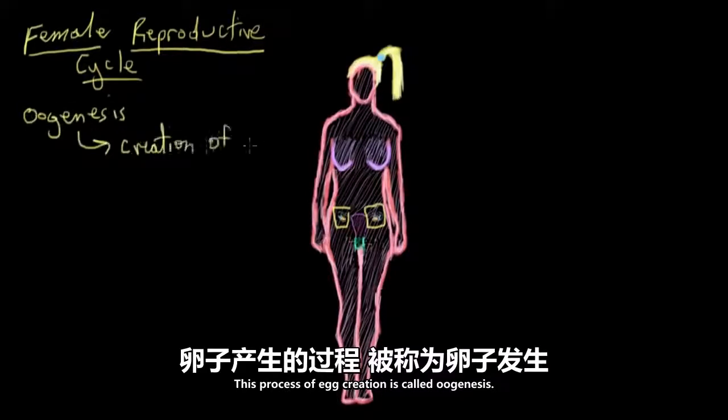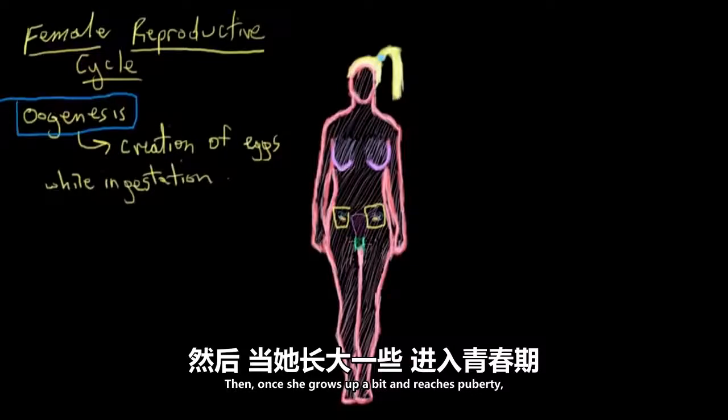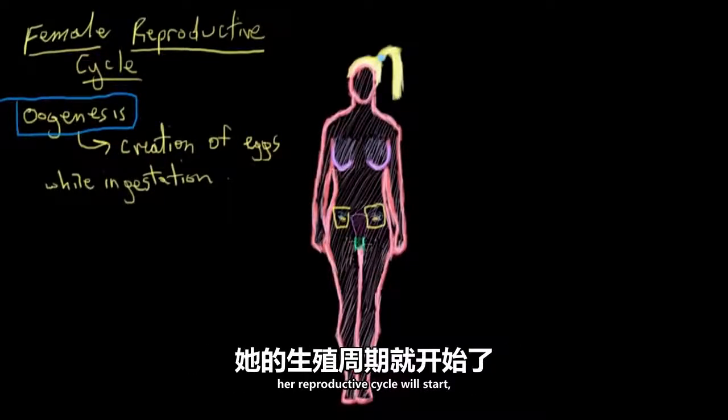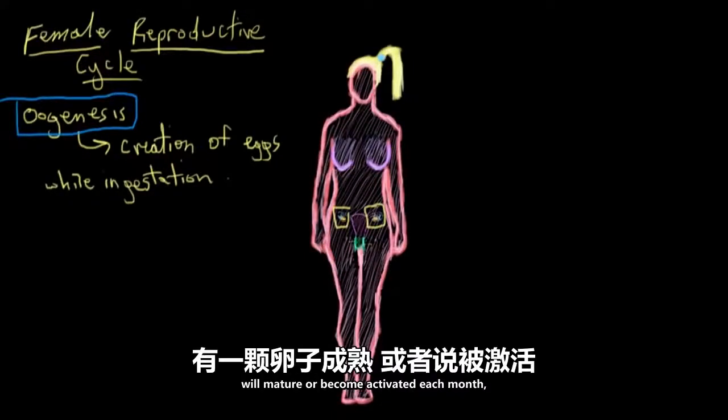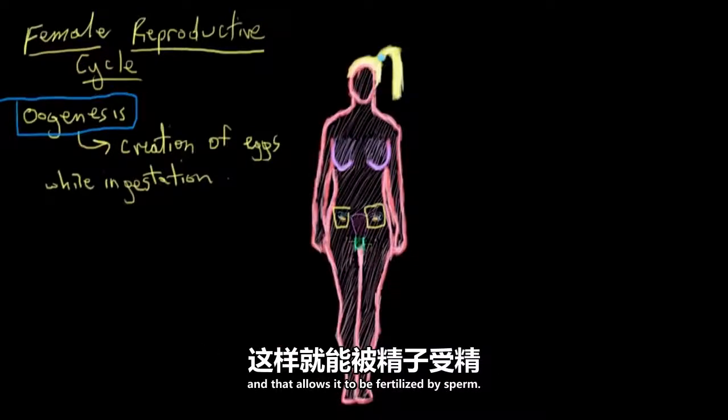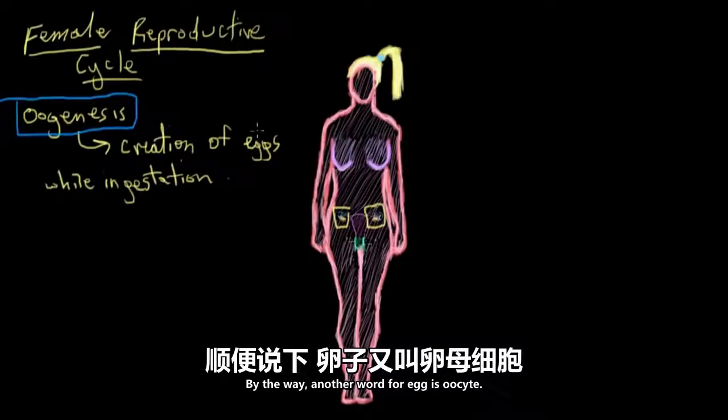This process of egg creation is called oogenesis. Then, once she grows up a bit and reaches puberty, her reproductive cycle will start, and one egg in that egg supply in her ovaries will mature or become activated each month, and that allows it to be fertilized by sperm. By the way, another word for egg is oocyte.